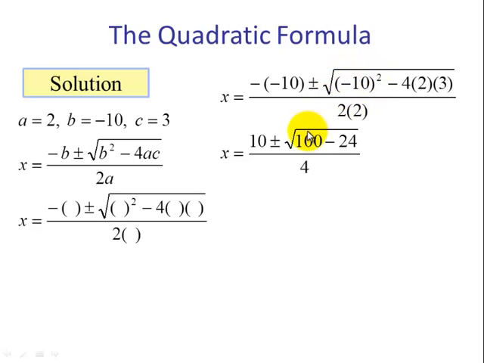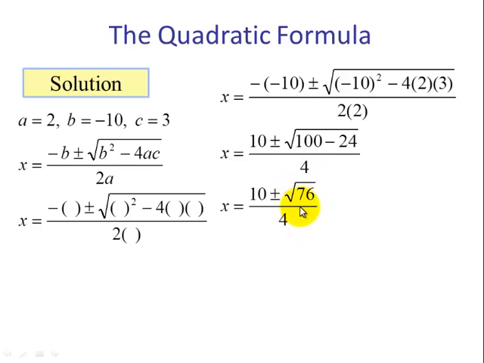Negative 10 times negative 10 is a positive 100. 4 times 2 is 8 times 3 is 24. A negative negative 10 becomes a positive 10, and 2 times 2 is 4. Next, 100 minus 24 is 76. So we have 10 plus or minus the square root of 76 divided by 4.